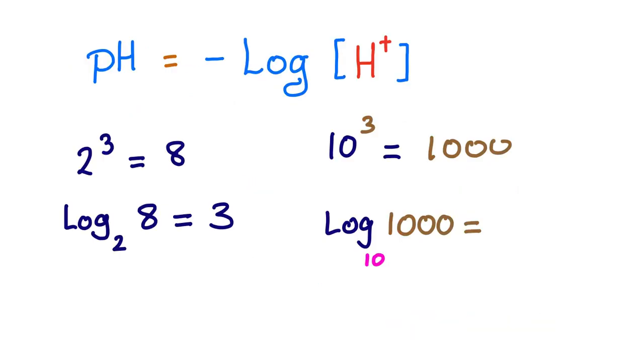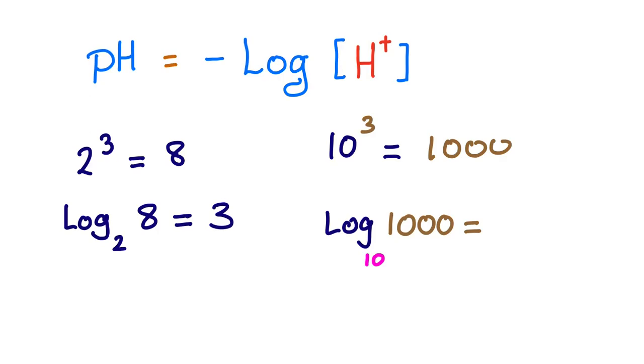So let's review some logarithms from your math class. 2 to the power of 3 equals 8. So the logarithm base 2 of 8 equals 3. So 2 to the power 3 equals 8.